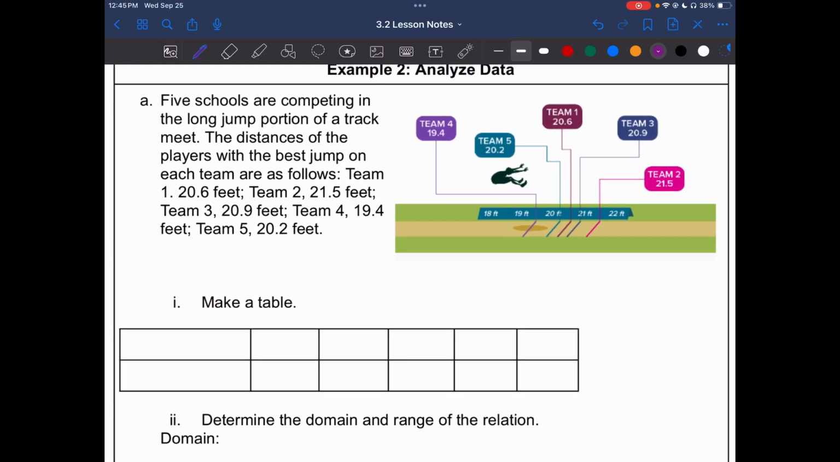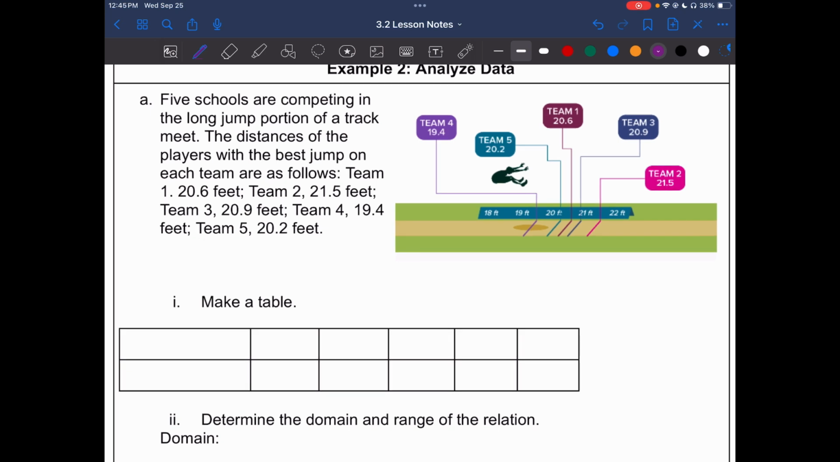We're given some data about a track meet. And we have 5 schools competing in this meet in the long jump competition. The distances of the players with the best jump on each team are as follows. Team 1 is 20.6 feet. Team 2 is 21.5 feet. Team 3 is 20.9 feet. Team 4 is 19.4 feet. And Team 5 is 20.2 feet. Not entirely sure who is measuring this in imperial units instead of the standard metric units that we use when we measure track stuff. But here we go.